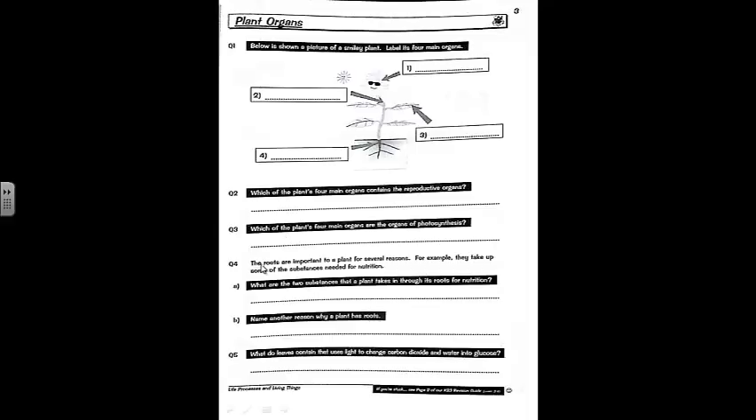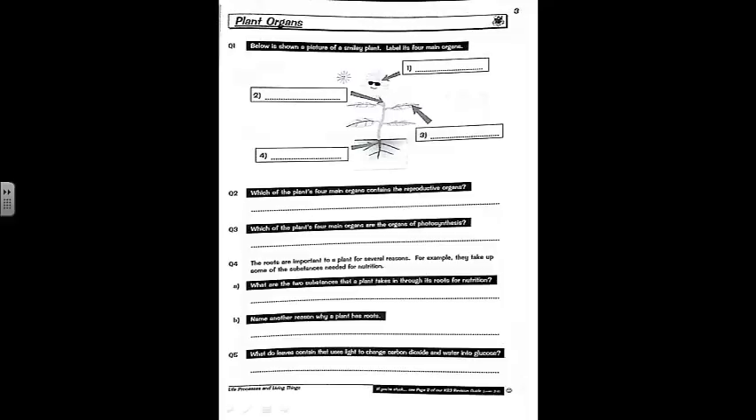Let's read the question from the beginning. The roots are important to a plant for several reasons. For example, they take some of the substances needed for nutrition. What are the 2 substances that a plant takes in through its root for nutrition, for making food? Water and nutrients. Excellent. Name another reason why a plant has a root, other than absorption of water and nutrients. Fix the plant in the soil. Excellent.